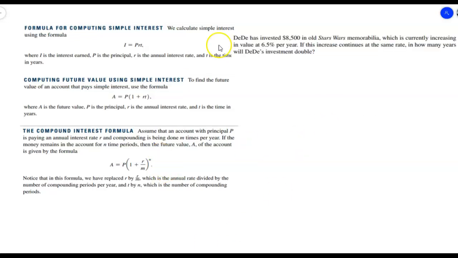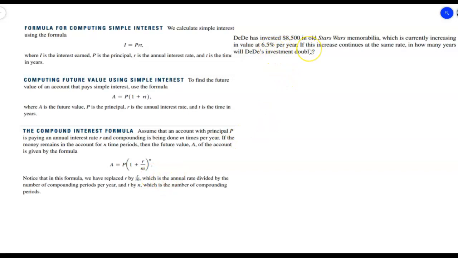Okay, so this one's going to be a little bit trickier, and we have to know an exponent property of the log function, which is on page 384 in the book. So just follow me along. You might see 1 or 2 of these in your homework. Don't freak out. It says Dee Dee has invested $8,500 in old Star Wars memorabilia, which is currently increasing in value at a rate of 6.5% per year. If this increase continues at the same rate, in how many years will Dee Dee's investment double? If you want to give this a try, go ahead, and when you're ready, unpause and we'll go through the solution.